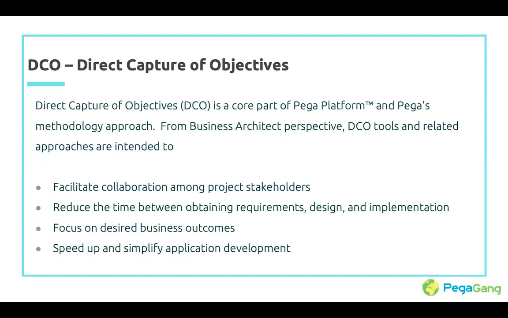The next one is reduce the time between obtaining requirements, design, and implementation. So the whole objective, or maybe the whole point of having the DCO method, is to reduce the time in getting the requirements and applying those requirements to shape up a design, and also see that everything is taken care of when it comes to the implementation phase.